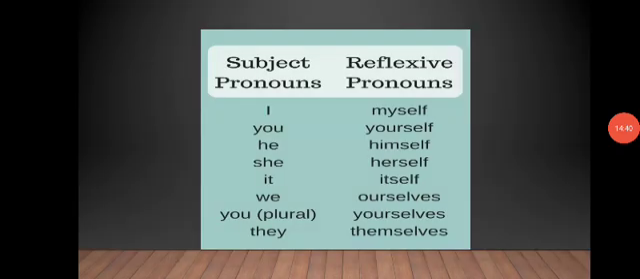Is it clear, children? In today's class, we have learnt about clipped words and pronouns. I hope that you have understood the concept.